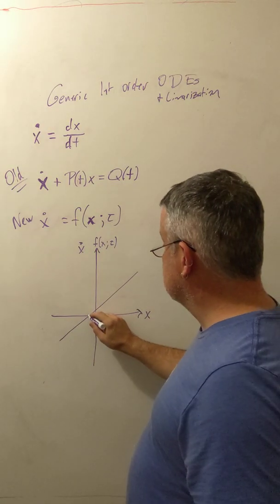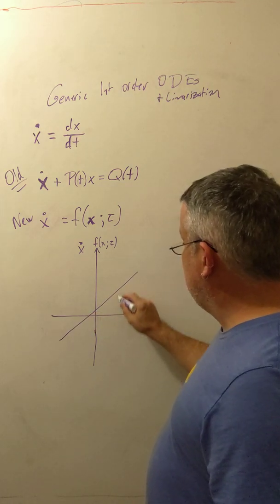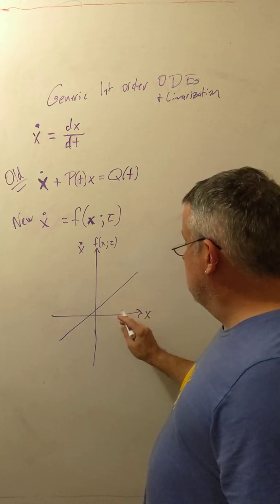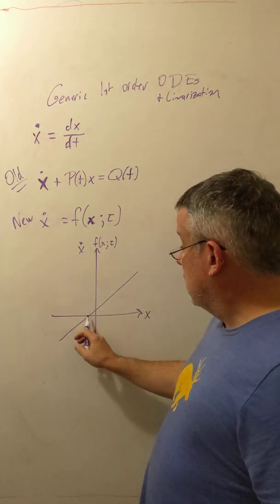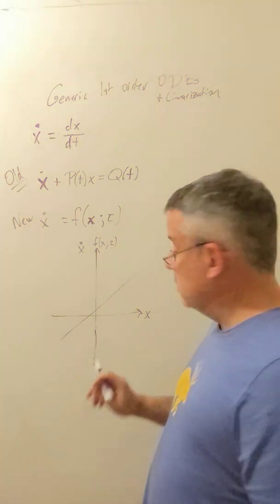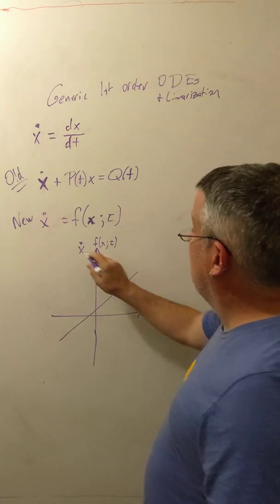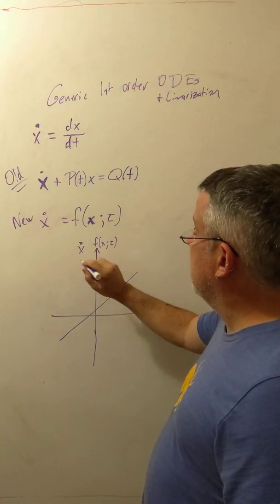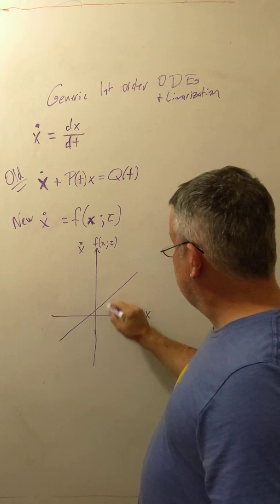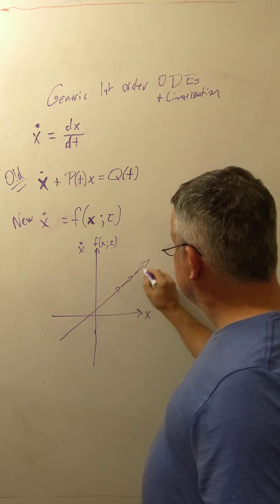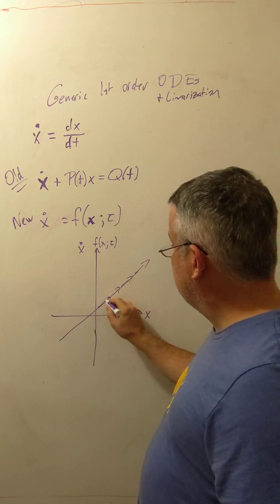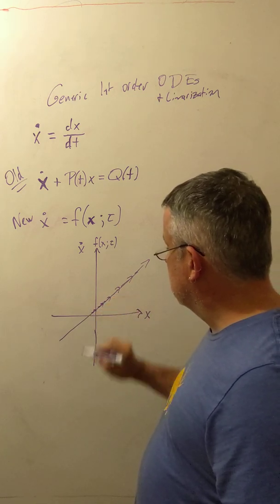Okay, so let's think what happens if we happen to be over here and we chose an initial condition a little bit to this side of that steady state solution. Well, over here, f of x is positive, or x dot is positive, so if I chose this spot, I would be moving faster and faster away from this point.